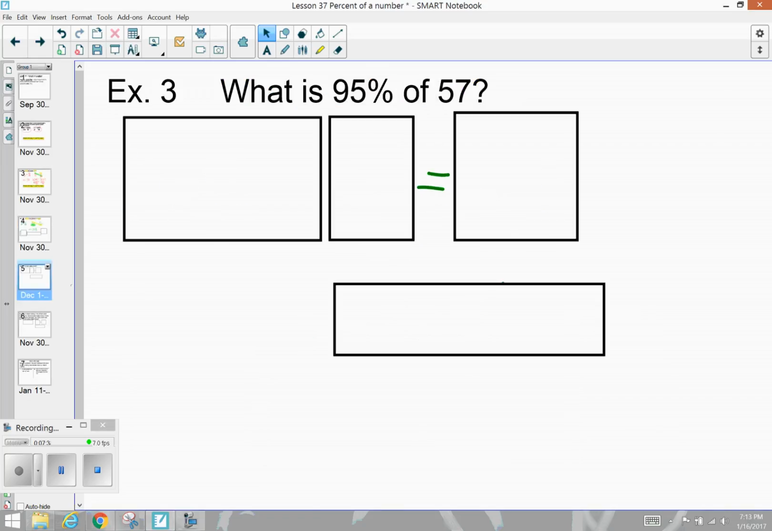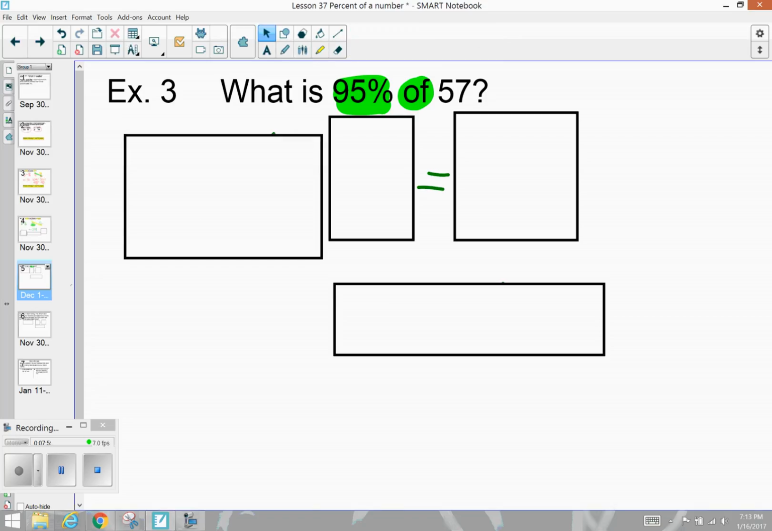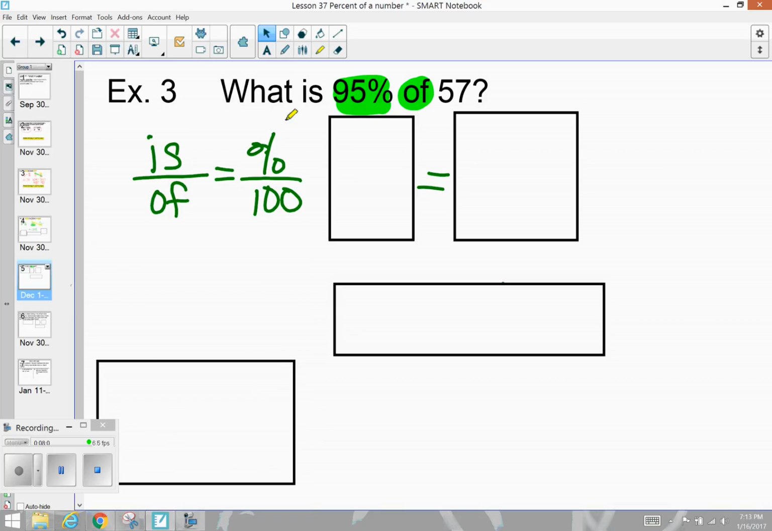What is 95% of 57? Let's look. What do we have? We have our percent. We know our percent. We know our of number. So how are we going to set this up? What is our proportion going to be? That's right. Is over of equals percent out of 100. All right, so do we know our is or our of? What parts do we know? Let's plug in what we know.